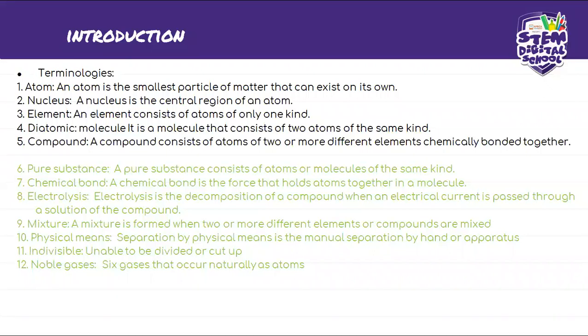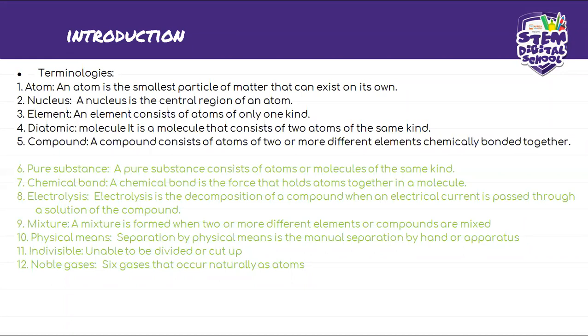We will look at the compound. A compound consists of atoms of two or more different elements chemically bonded together. We will look at pure substance. A pure substance consists of atoms or molecules of the same kind. We will be looking at chemical bond. A chemical bond is the force that holds atoms together in a molecule. We'll look at electrolysis. Electrolysis is the decomposition of a compound when an electrical current is passed through a solution of the compound. We will look at a mixture. A mixture is formed when two or more different elements or compounds are mixed.